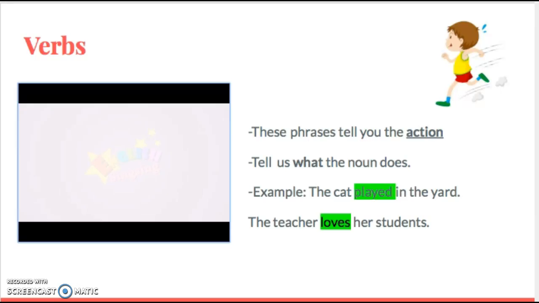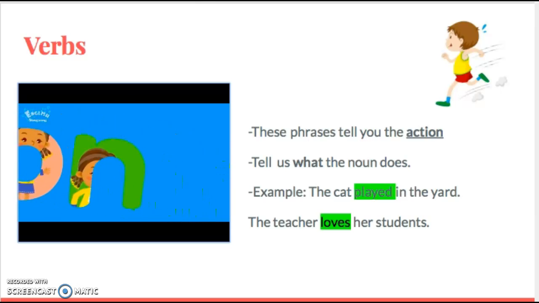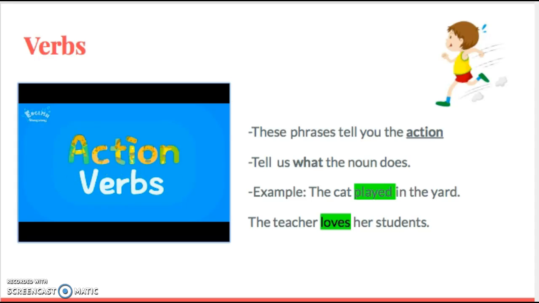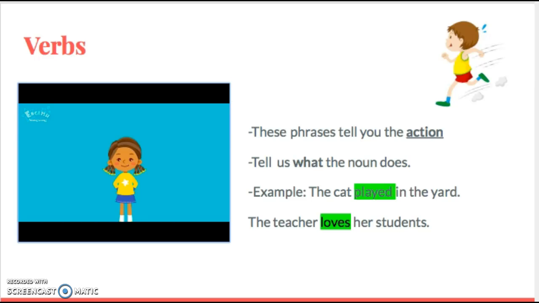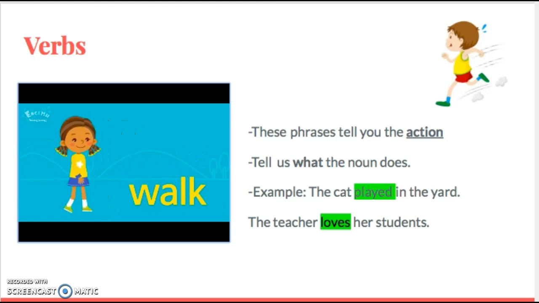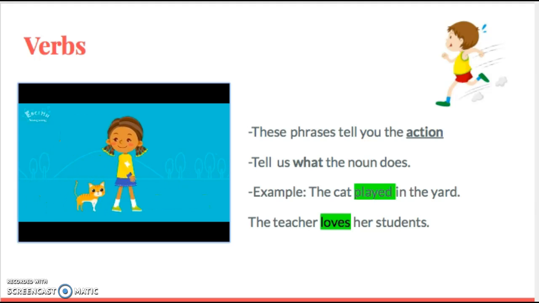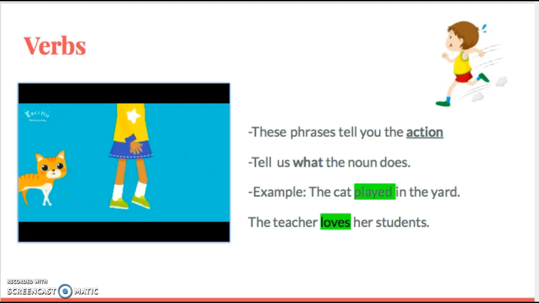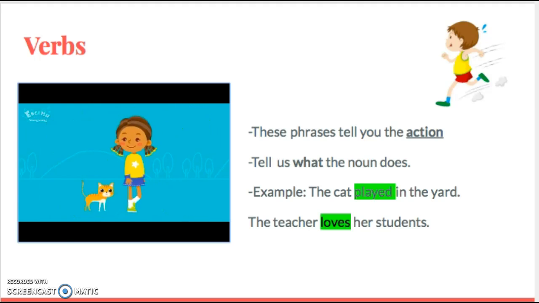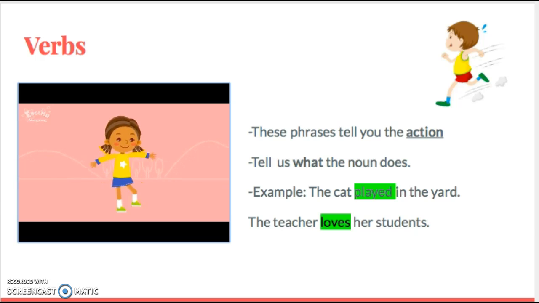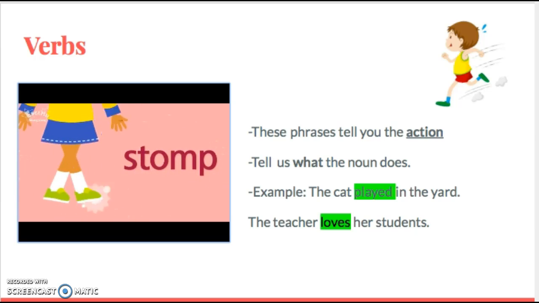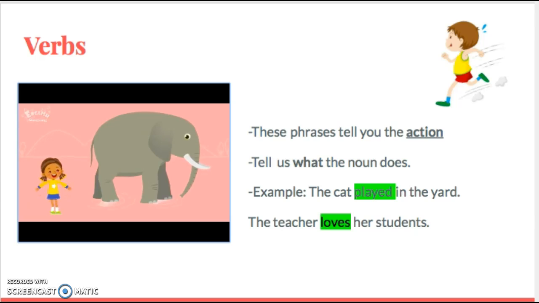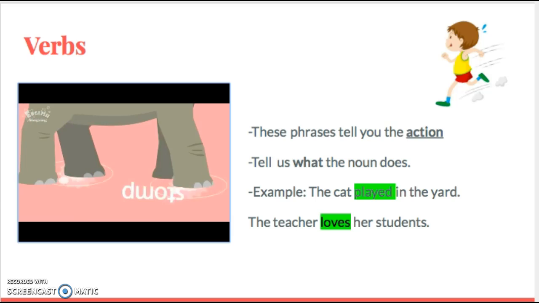English sing-sing. Action verbs. Walk. You can walk. You can walk like a cat. Walk. Walk. Stomp. You can stomp. You can stomp like an elephant. Stomp. Stomp.